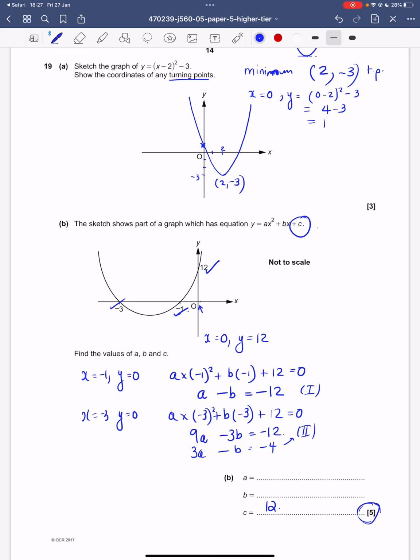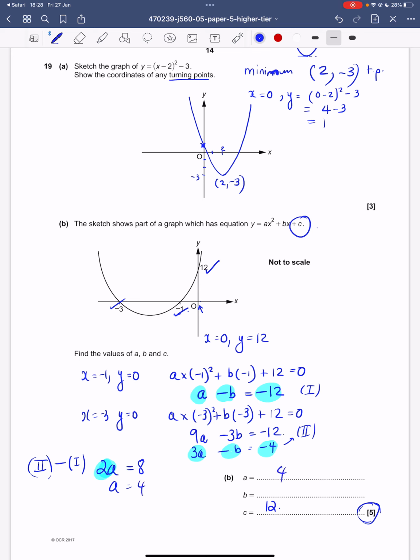Now if I do equation 2, take away equation 1, the reason I've done that is because I've got more a's in here. Minus b minus minus b, that's going to be 0. So 3a take away a is 2a. Then minus b minus minus b is 0. Then I've got minus 4 minus minus 12, which is 8. So a is 4.